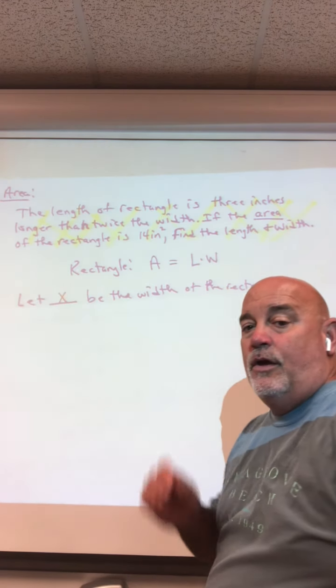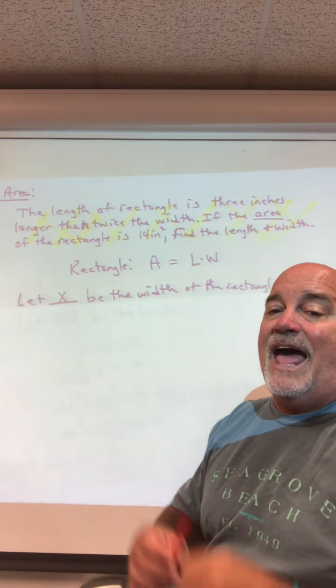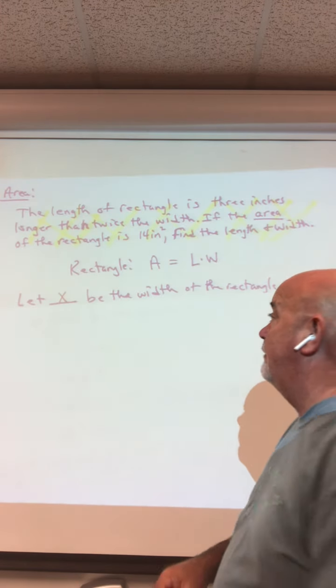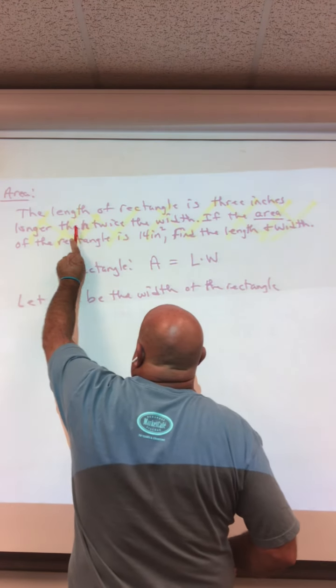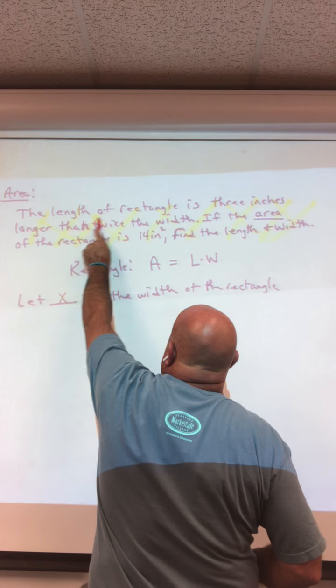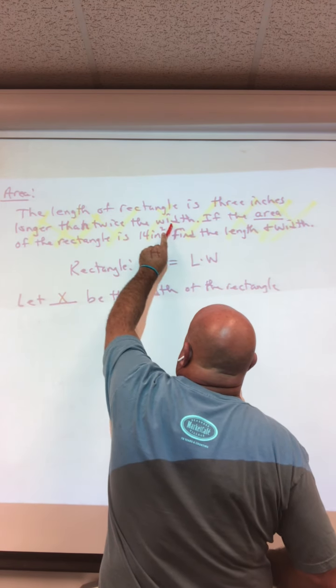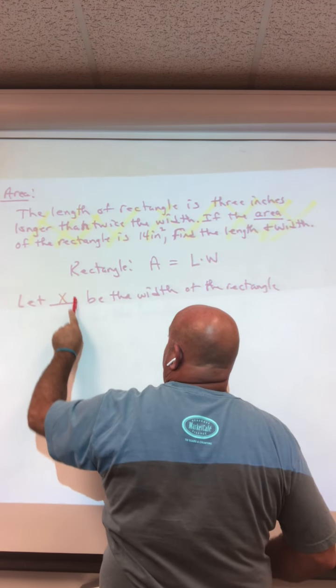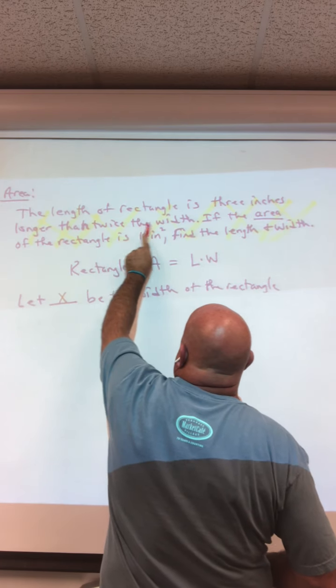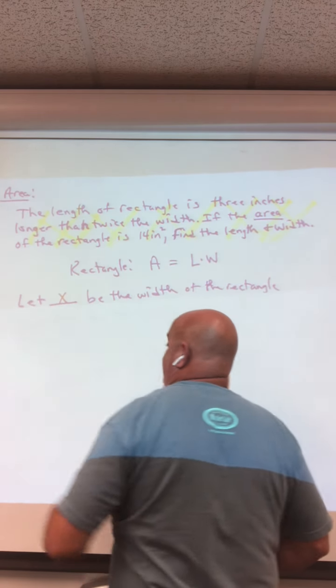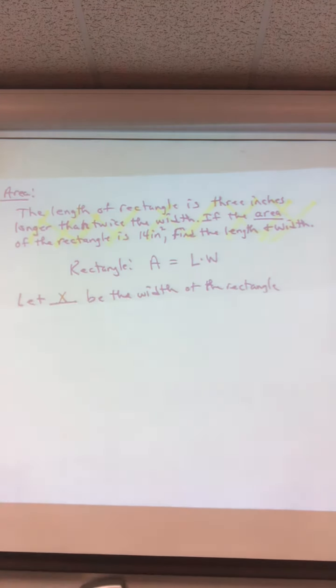Stop right there. 3 inches longer means add 3 to something. Longer than twice the width. Now the width is x. So twice the width would be 2x. So the length then would be 2x plus 3. Now there's my two headings.